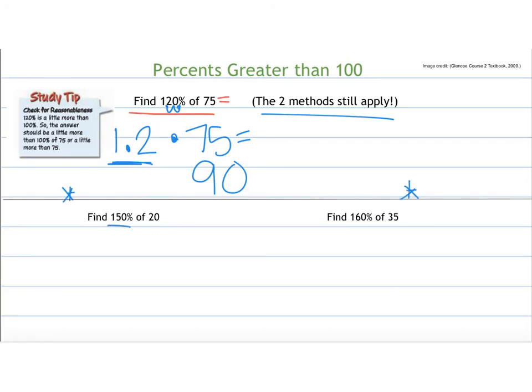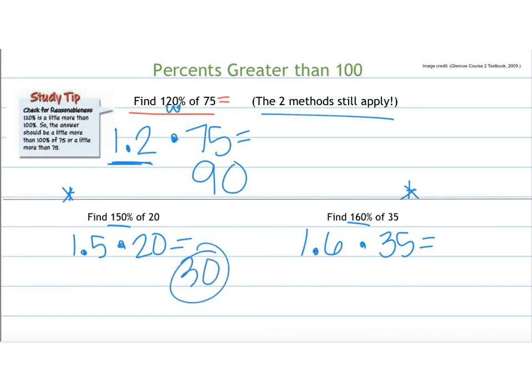So 150% as a decimal is 1.5 times 20. And then 160% as a decimal would be 1.6 times 35. So we have 1.5 times 20, and we have 30. And then we have 1.6 times 35, and we get 56.